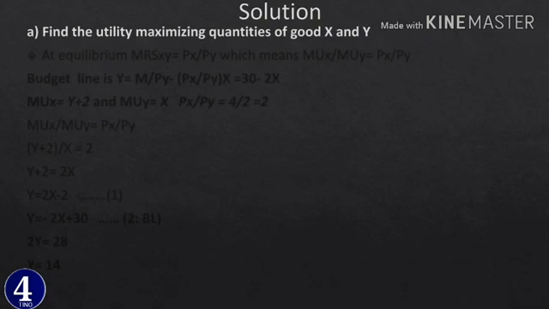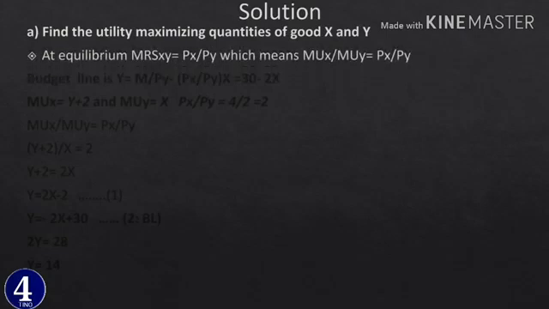So at equilibrium we know that the marginal rate of substitution of x to y is equal to price of x divided by price of y, according to the equilibrium rule.